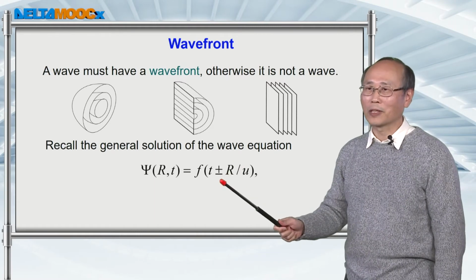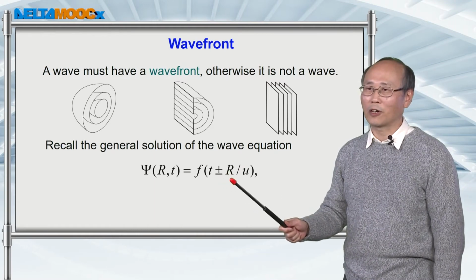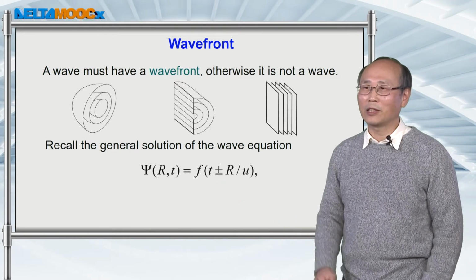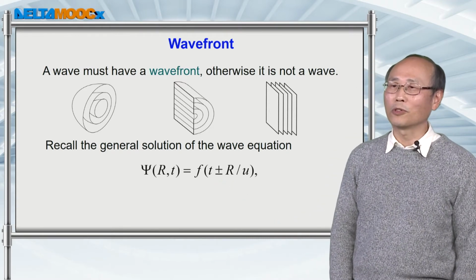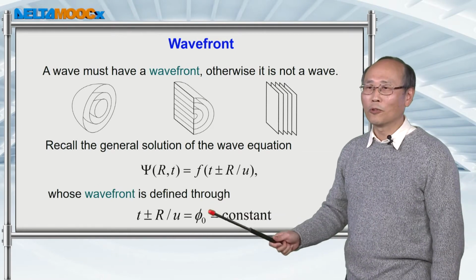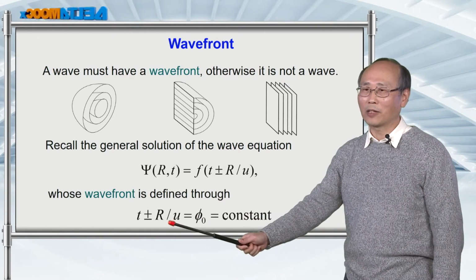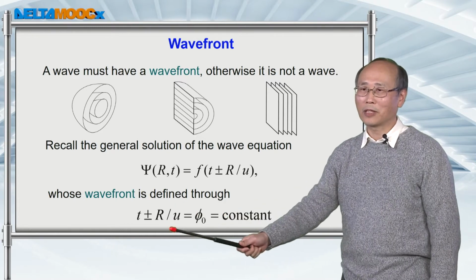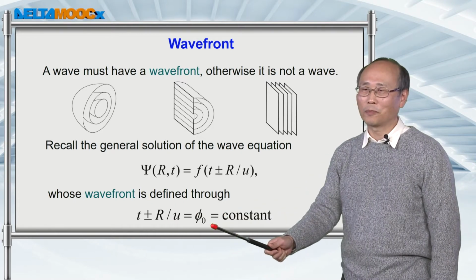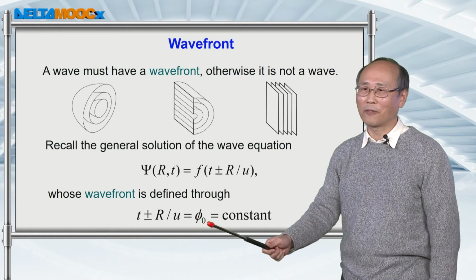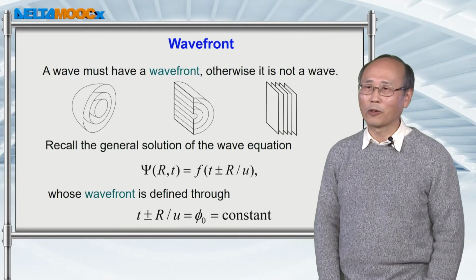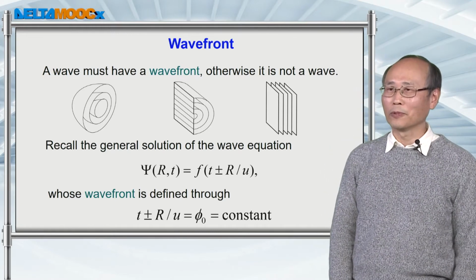And this argument is quite important, t plus minus r over u, because if you set this t plus minus r over u to be a constant, then you'll be looking at a particular position of the wavefront. So if you set this to be a constant, say phi 0, then r is going to describe a wavefront of the wave for you.